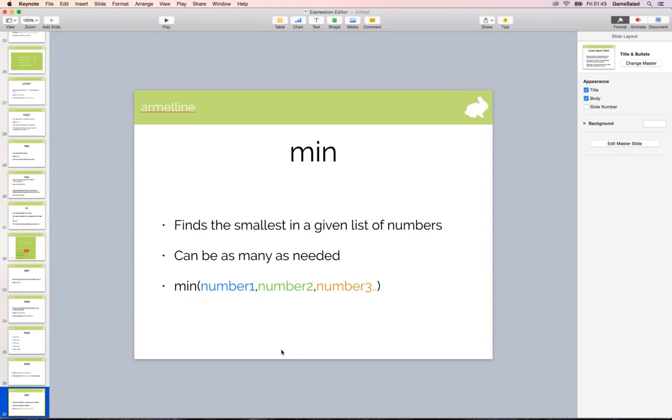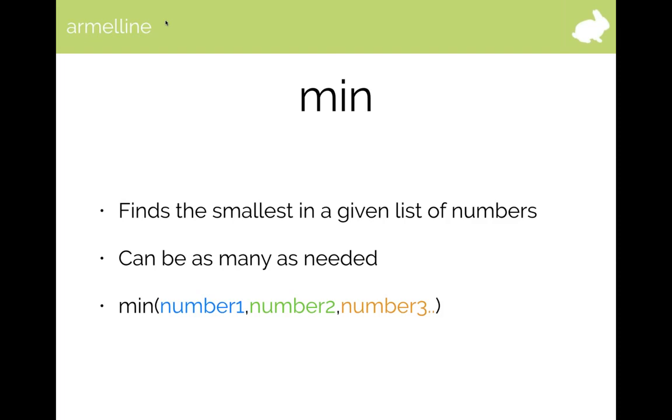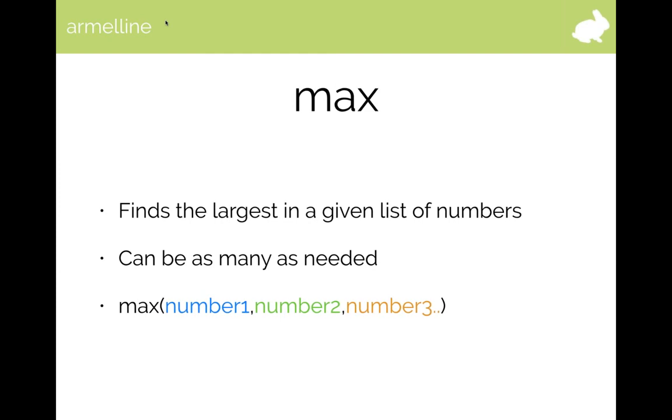So I'm just going to check the time, see how we're getting on. Okay, min. Now, this is, again, one that seems very simple, but when you start using it in your game, has incredibly powerful applications. It will find the smallest in a given list of numbers. You can put as many numbers in there as you want, 50, 100 numbers if you want to, but you'll normally be wanting to do a comparison between 2. And max is the same, but it will find the biggest in the given list of numbers.